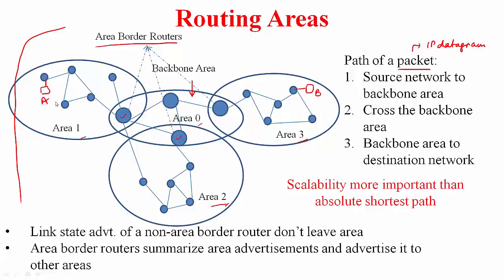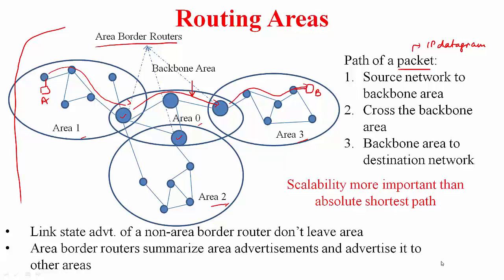Suppose a host A in area 1 wants to send a packet to host B in area 3. The path taken by this packet is that it goes from this particular host to the area border router that is serving this particular area, and then it crosses the backbone. In this case, let's say it takes this path, and once it gets into area 3, again it finds a path from this area border router that is serving area 3 all the way to the particular host.